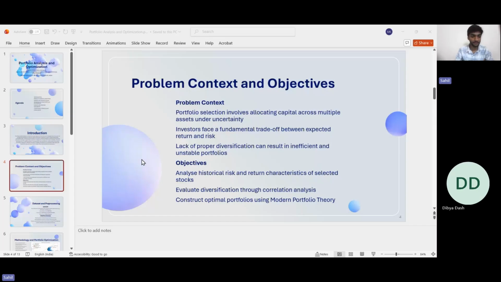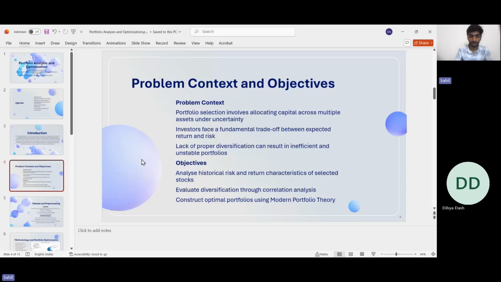Now coming to the objectives. First, we aim to analyze the historical risk and return of selected stocks. And second, we evaluate diversification by studying how different assets are related using correlation. Finally, we construct optimal portfolios using modern portfolio theory.